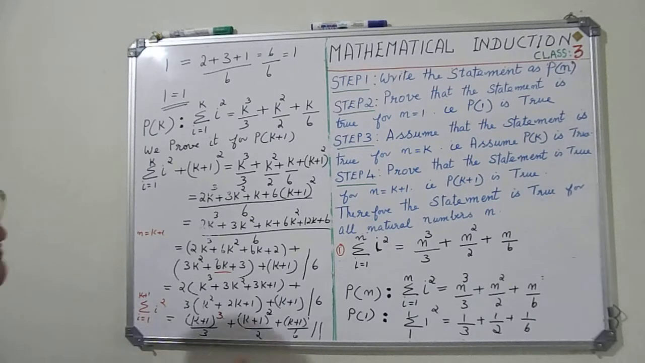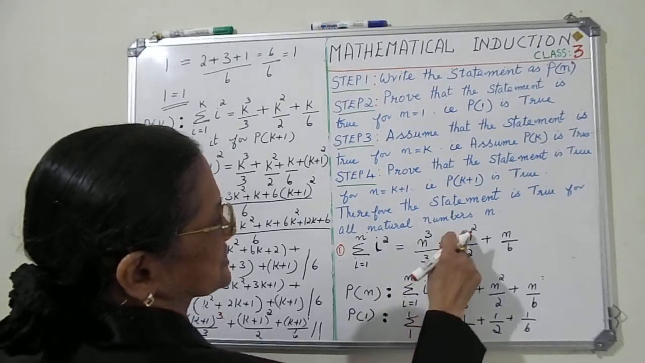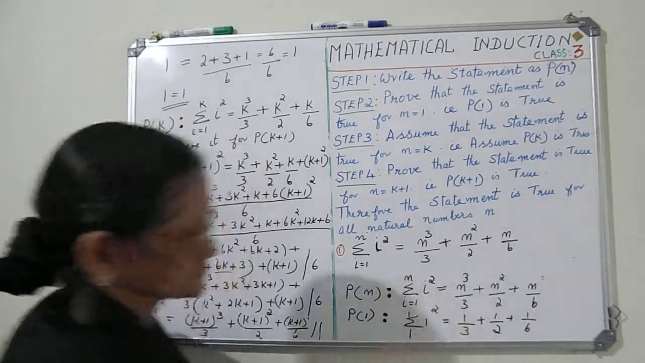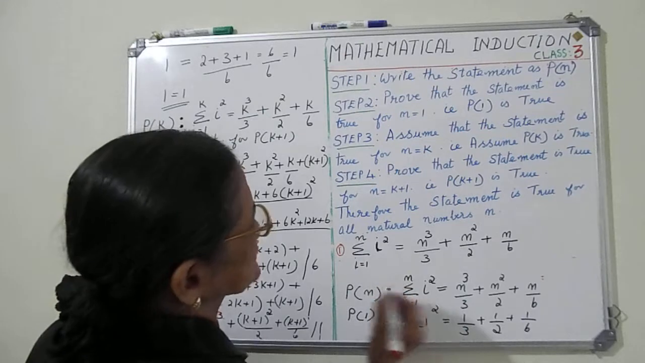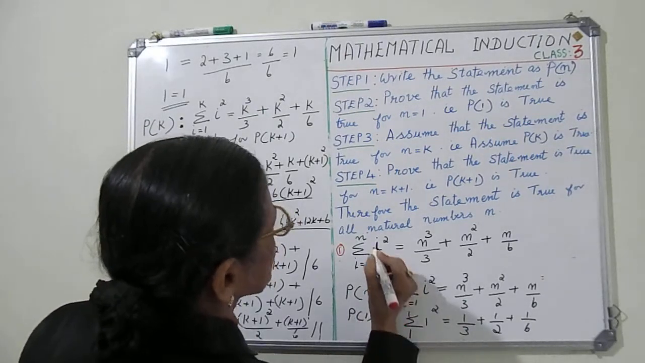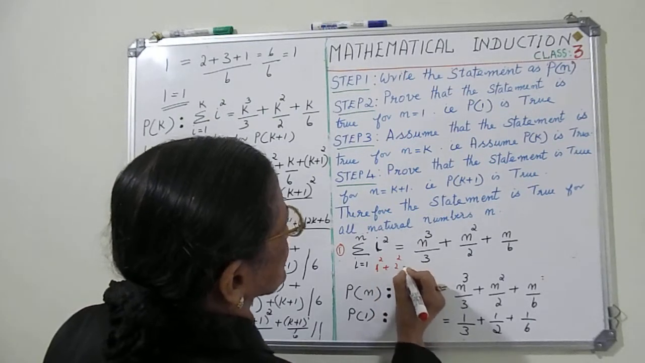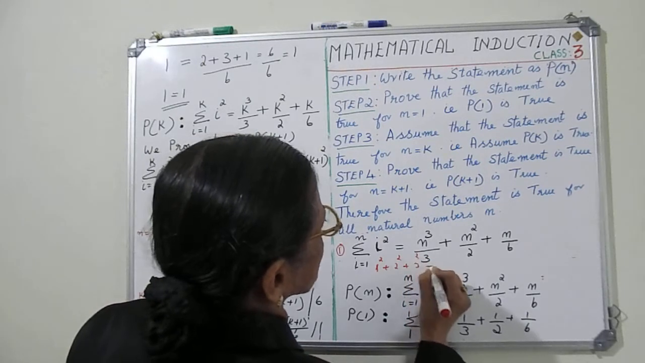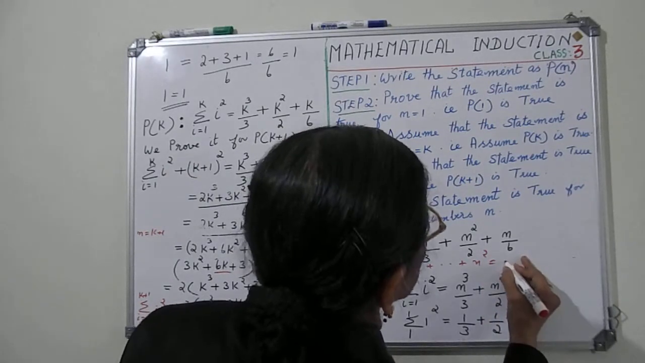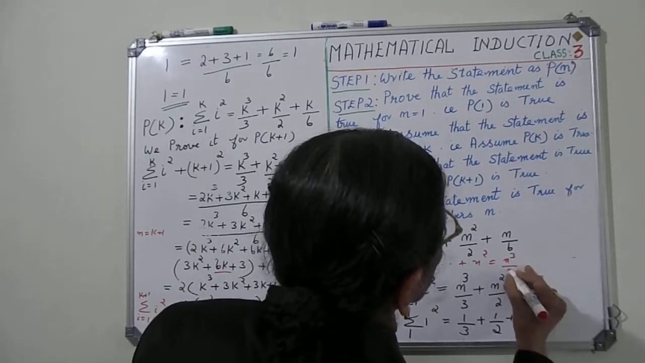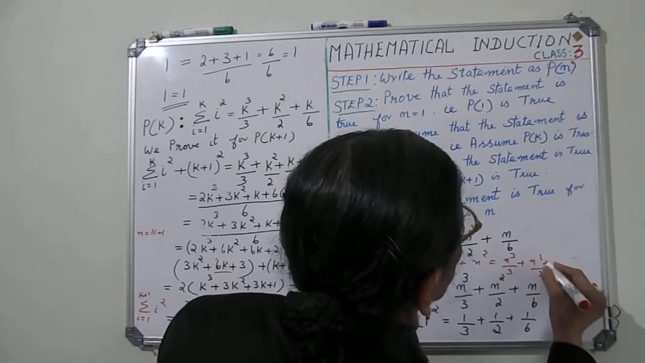Okay, that is, we have proved this statement: sigma i varying from 1 up to n of i square is equal to n cube upon 3 plus n square upon 2 plus n upon 6. Now what about the left hand side? When we expand the sigma notation, what are the terms we obtain here? When i is equal to 1, we get 1 square, when i is equal to 2, we get 2 square, when i is equal to 3, we get 3 square, plus etc. plus n square. What about the right hand side? The right hand side is n cube upon 3 plus n square upon 2 plus n upon 6.